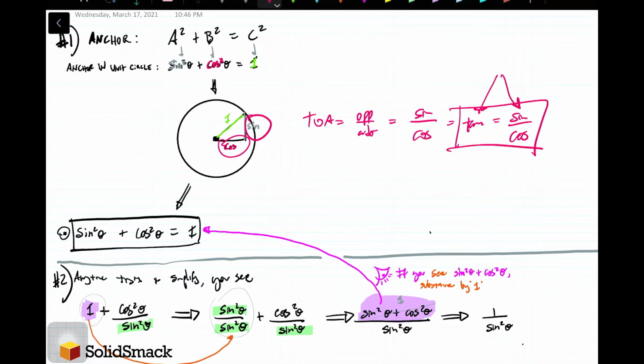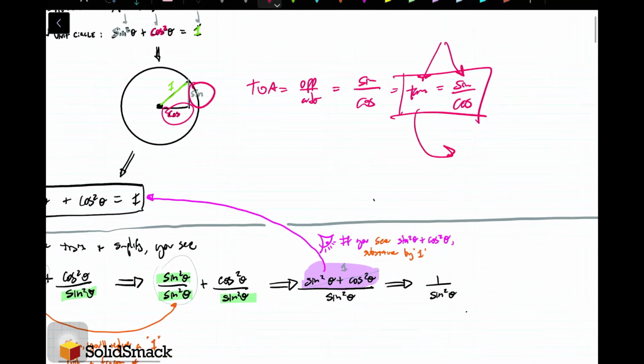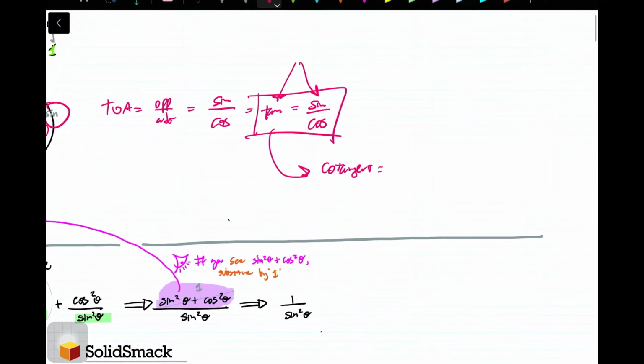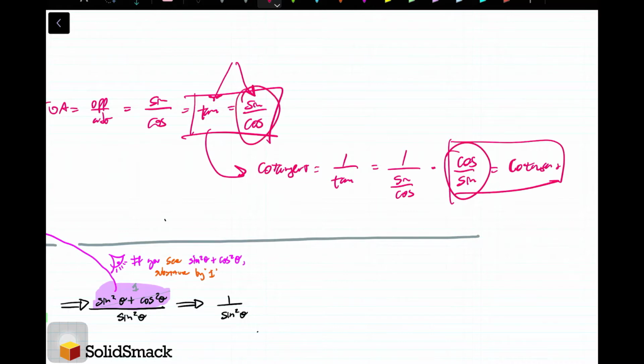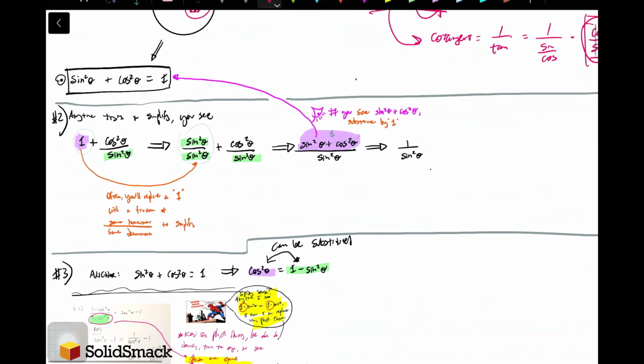It needs to be tattooed in your brain, which means that cotangent, we like to write them out, is equal to 1 over tangent, which is equal to 1 over sine over cosine. We do the reciprocal, and we end up with cosine over sine equals cotangent. So anytime you see cosine over sine, anytime you see sine over cosine, you know cotangent or tangent are going to be present.